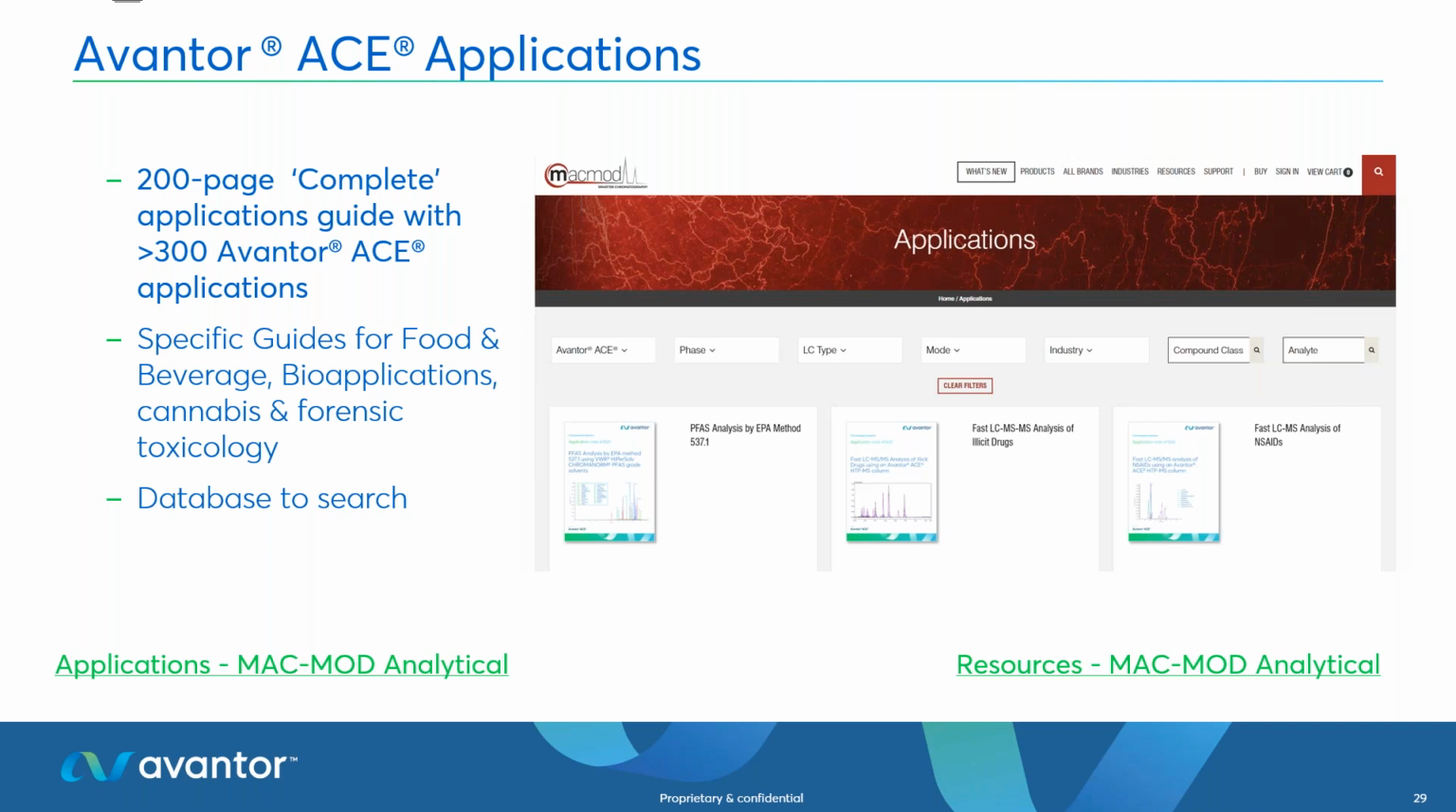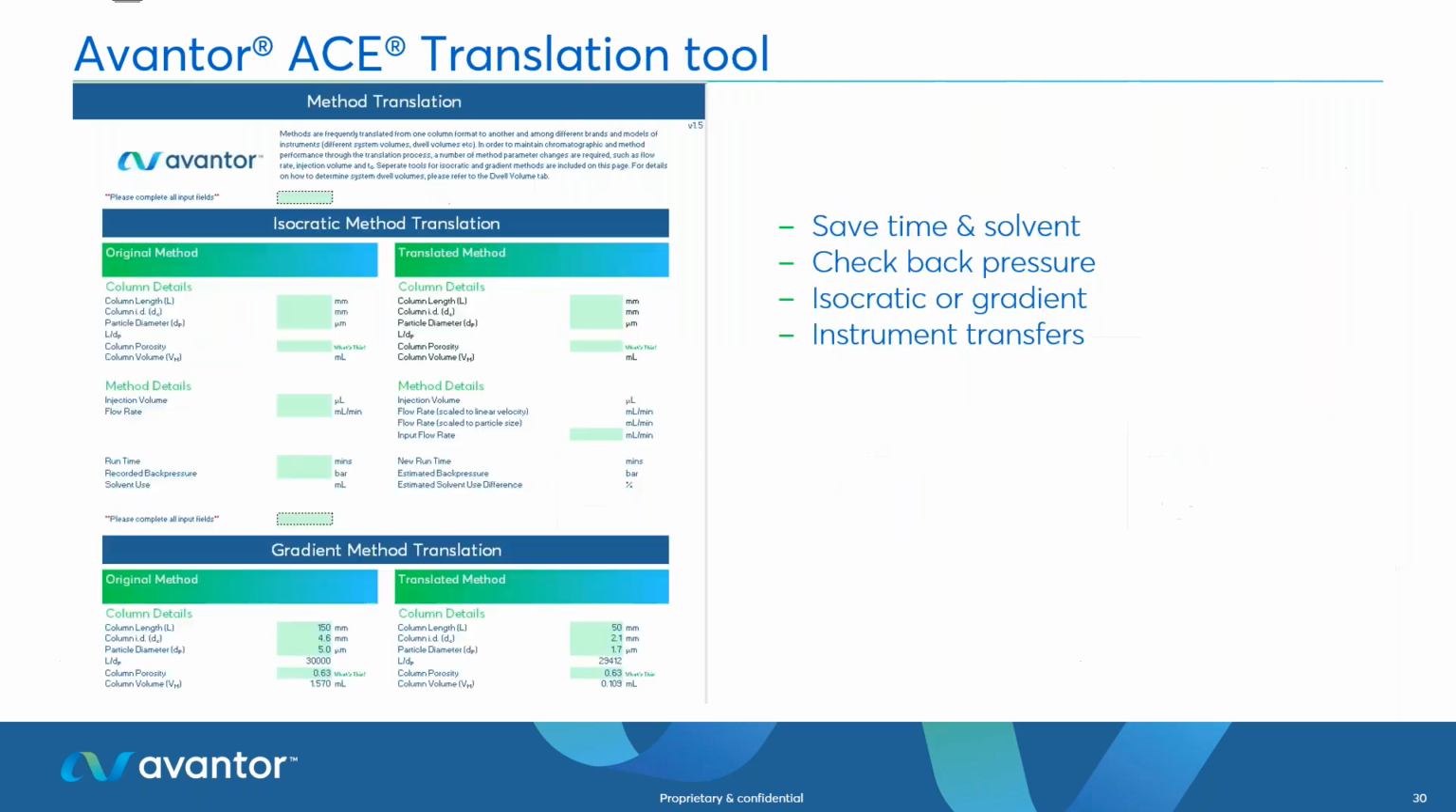And then when you get further into the method development, once you've chosen the chemistry, translating it down to a smaller particle size, a shorter dimension, maybe increasing the flow rate, all of that can be supported using our translation tool as well. So this makes your life a bit quicker. You can do things offline without having to do so many experiments.